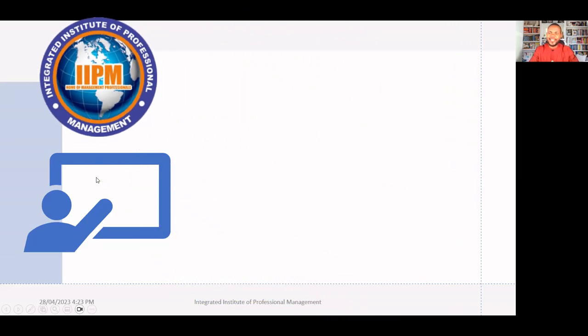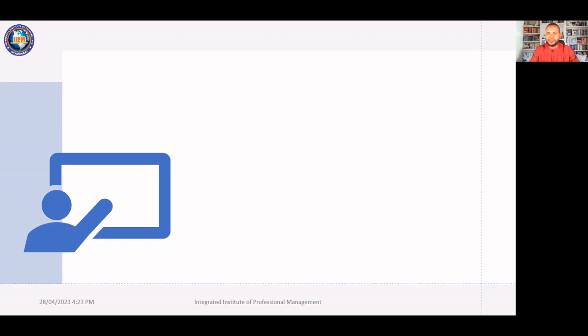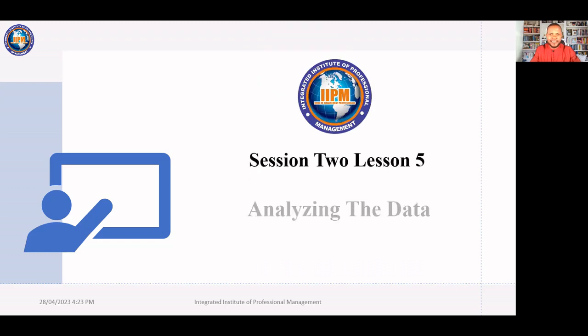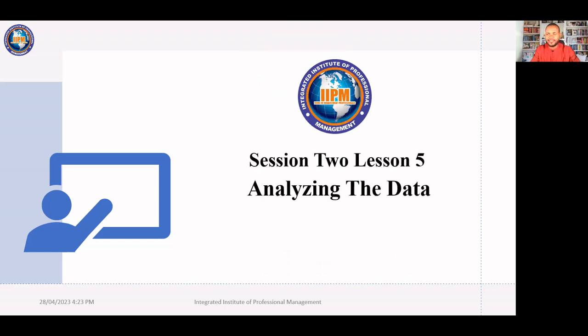We've concluded data gathering. So now let's move to analyzing the data we've gathered. So this will be on data analysis, analyzing the data.